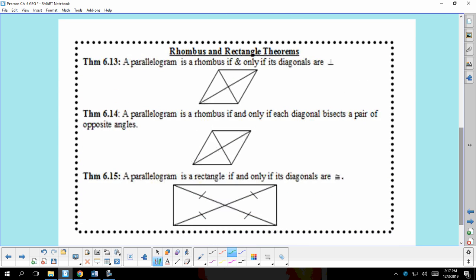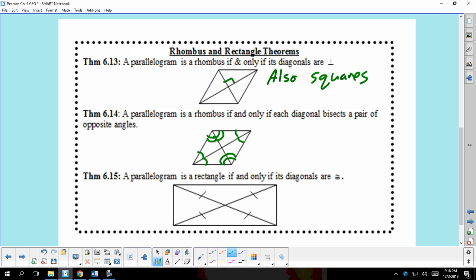A parallelogram is a rhombus if and only if its diagonals are perpendicular. So this also applies to squares, since squares are rhombuses. And a parallelogram is a rhombus if and only if each diagonal bisects a pair of opposite angles. So that means these angles are congruent, these angles are congruent, those two are congruent. So the diagonals make a set of 4 congruent angles.